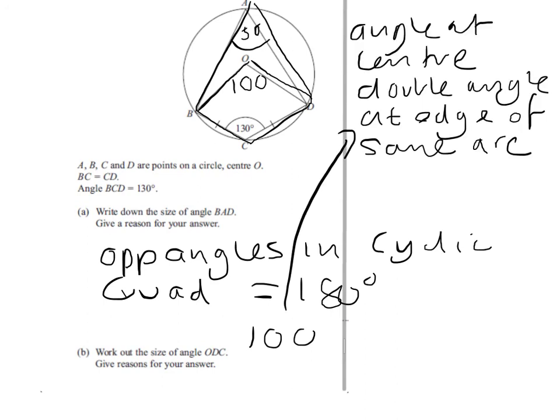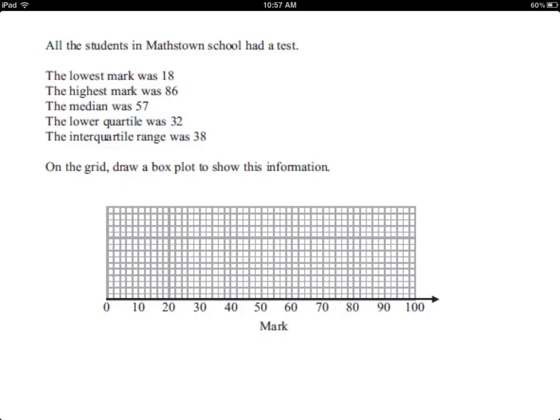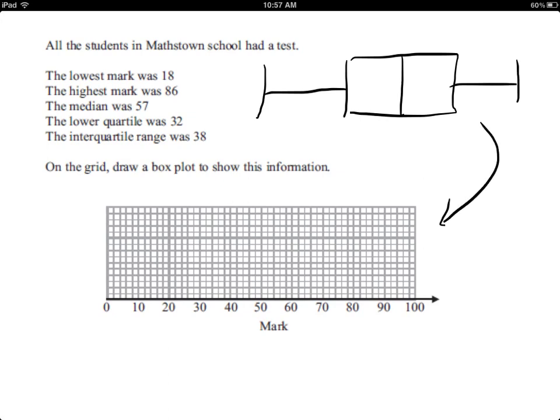So the angle at the centre is double the angle at the edge off, let's correct that, off the same arc. Now it'll be difficult for me to get this exactly right using my finger on an iPad, but we'll go through what we have to do here. Our box plot will look like this. So we put that onto the scale here. Our lowest value will be 18. Our highest value will be 86. The median value is 57. The lower quartile will be 32. Now if you add the interquartile range to the lower quartile, you'll get the upper quartile of 70.